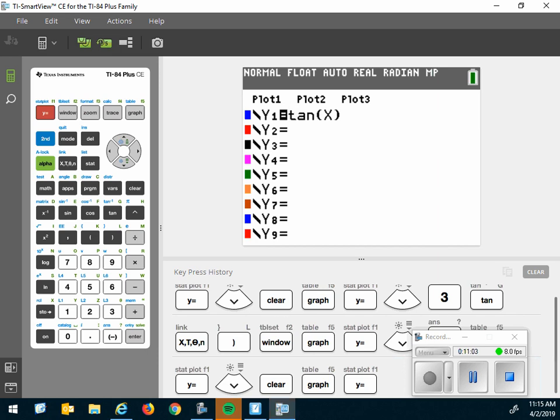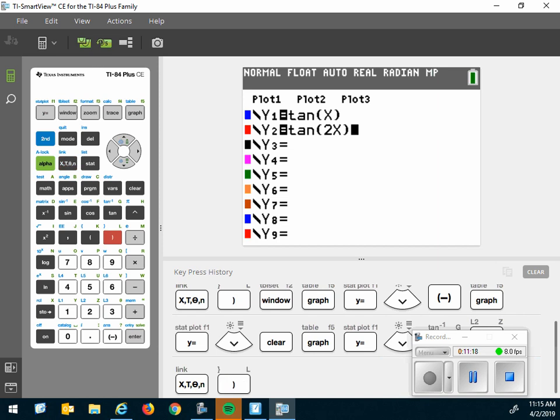So let's look at your number 4. Now this is going to look ugly. What if we graph tangent of 2x? Now before you hit graph, what's the new period going to be? Your new period is the old period divided by b. What's the period of tangent? Pi divided by b. So your new period is pi over 2.